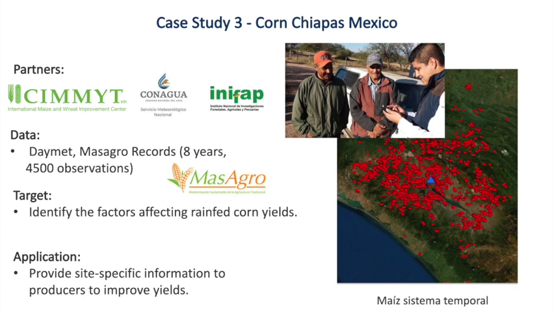The target was maize and corn that was planted in a dry system. The objective of this project was to see what were the factors that affect the yield of corn. And the application with this project was to provide site-specific information to producers to improve the yields. And different to the two last projects where the information for management was scarce or lacking, in this case, a lot of information was acquired for monitoring, for fertilization, plague control, disease control, and some additional information.